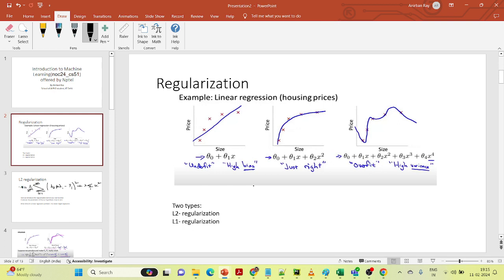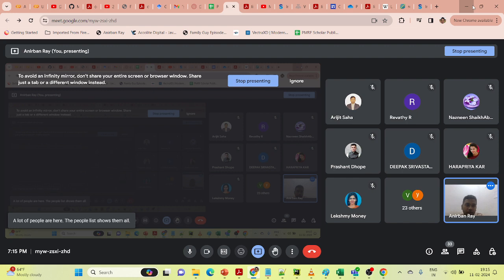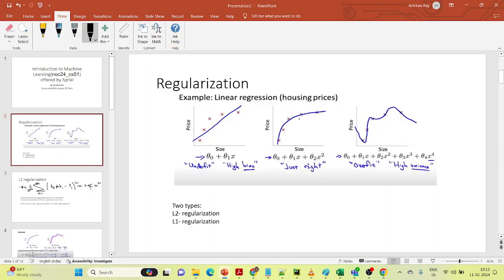The picture is from Andrew Ng again, his machine learning course on Coursera. So this is the high variance one. Our problem is this one. Using maximum likelihood estimator and the squared error function, we will reach this problem. It is so well fit that it cannot generalize over new training examples. So there are two types of regularization: L2 regularization and L1.